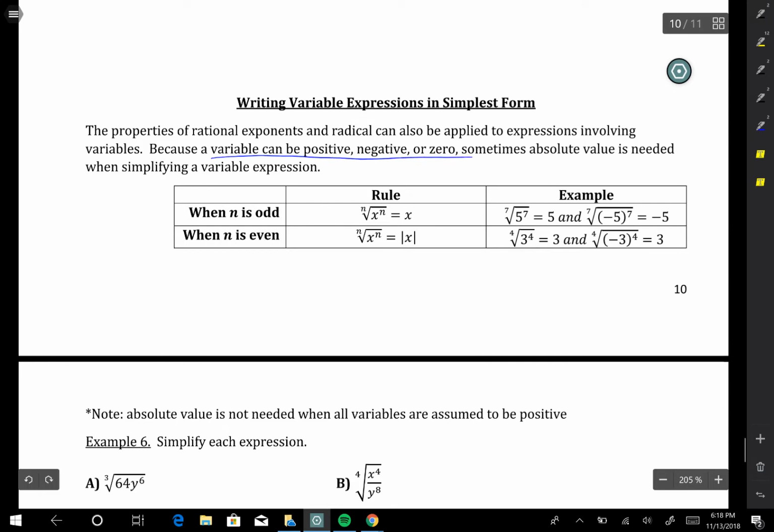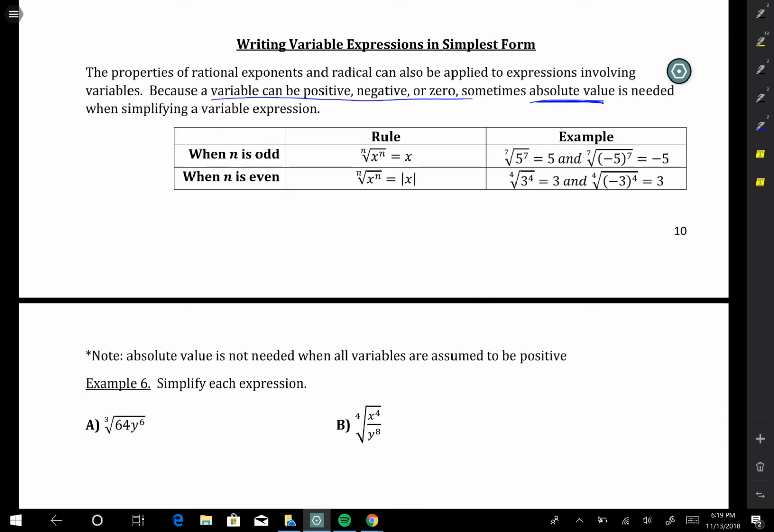Now, when we apply the properties of rational exponents and radicals, we have to understand that sometimes we might have to use absolute value to ensure that the answer we get means the positive, let's say, square root or fourth root. Only when we are taking an even root will we have to account that there could have been positive or negative. So that's when we would need absolute value.